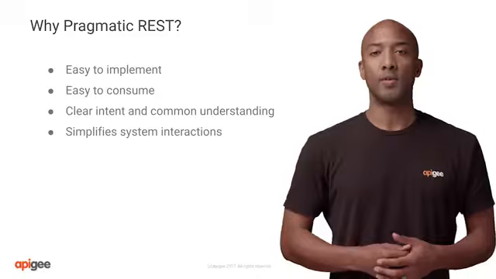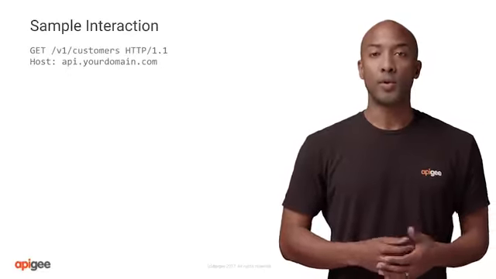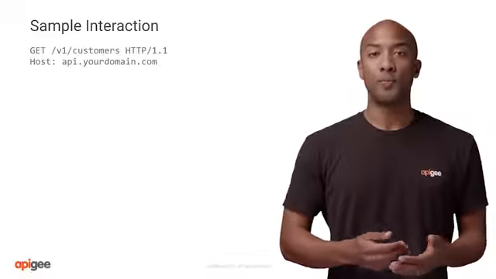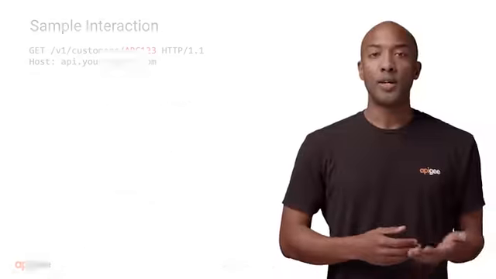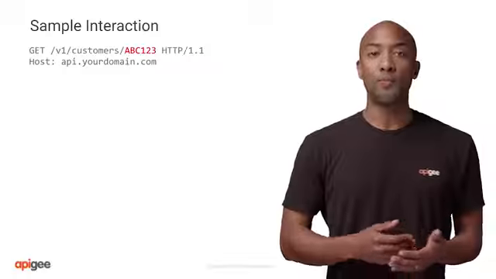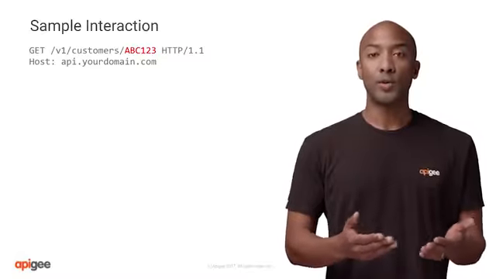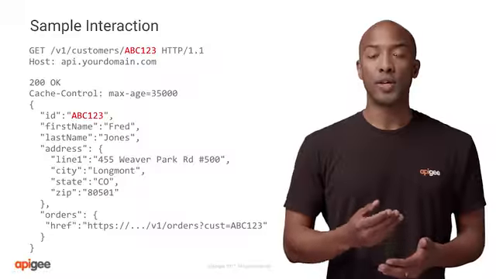Let's review some examples. In this example, a GET operation is performed on the V1 customers resource. This request returns an array of customers. In this example, a GET operation is performed on the customers resource, and the customer ID is also included in the URI. This request returns a single customer in the response payload.